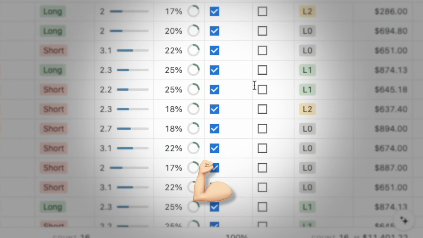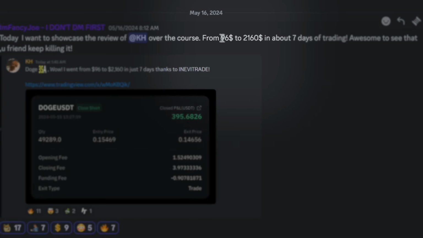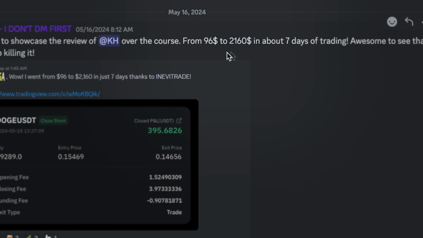All right, so this system and resources that I'm going to be sharing with you guys is what I'm using to now be on a 19 trade win streak, averaging around $1,000 in profit per trade that I've been documenting for you guys on YouTube. It's also allowing members of our private team to do things like 25x their account and turn like $96 into $2,100 in about a week's time.